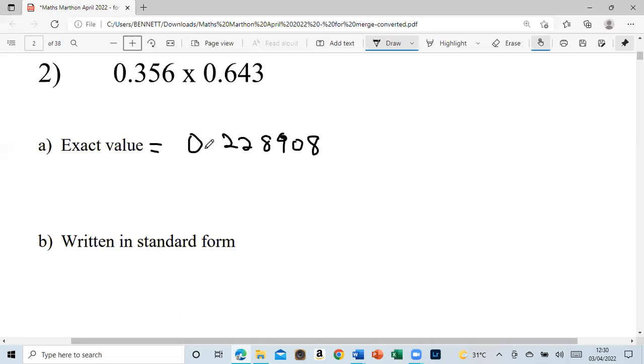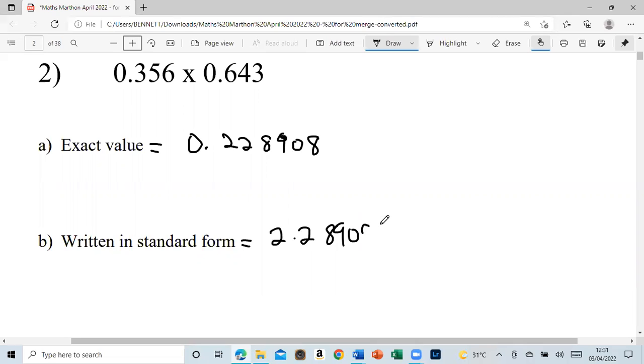All right, but this is how CSEC set it up. When you get 1 mark for just doing that. All right, what's the answer in standard form? Sir, is it 2.28908 times 10 to the negative 1?